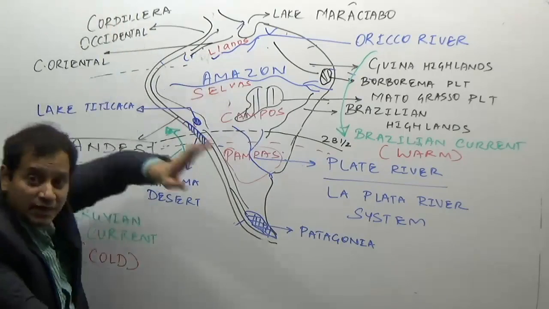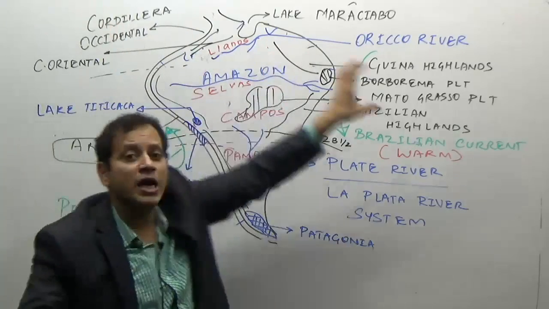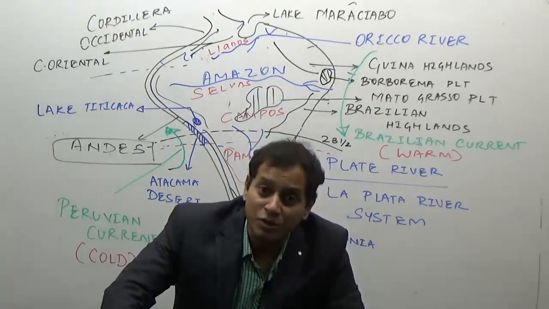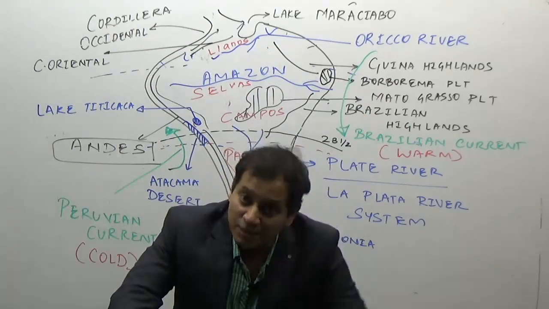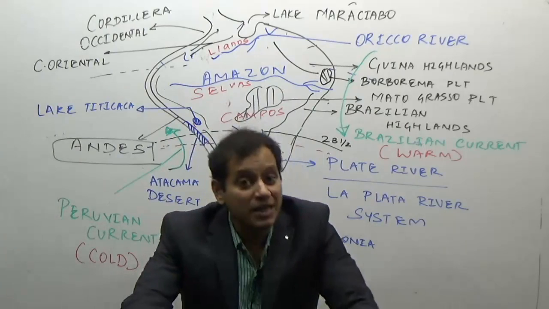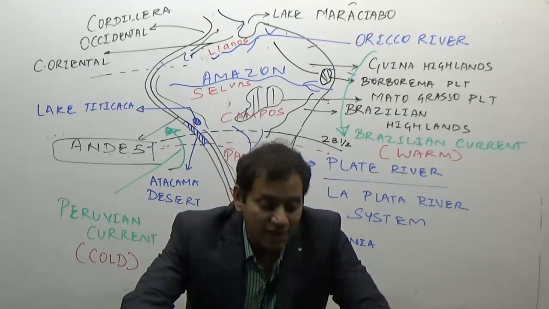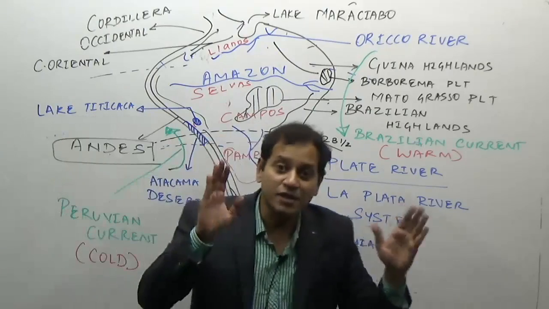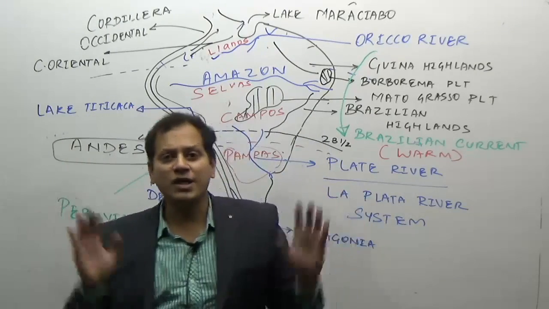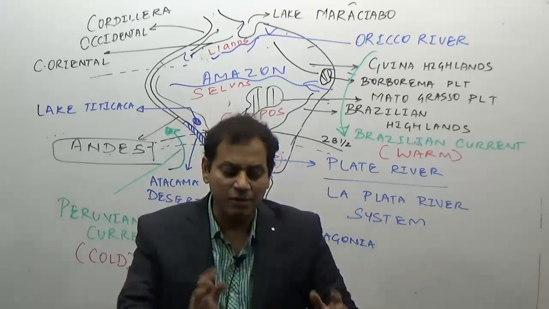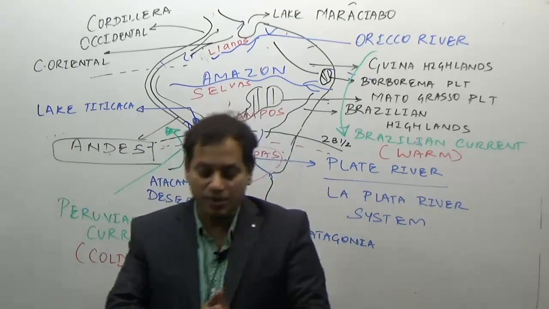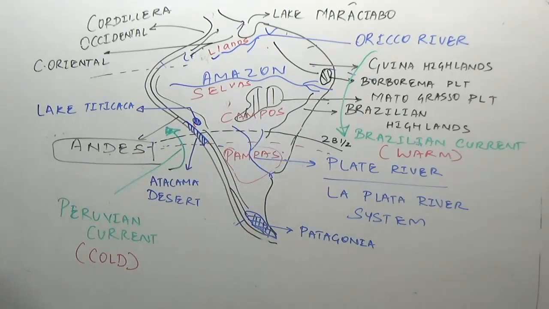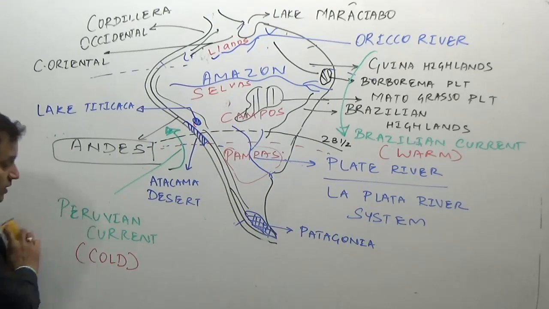Then we have the highlands, of which the Guyana highlands has been a past year question paper. We have the Mato Grosso plateau, again important, and it has been a past year question. We have the Brazilian highlands, and after that, so this is the physical study of the physical features. We will study these physical features in detail and do only what I tell you in the lecture. That will be more than enough for your examination point of view. Now first coming to the major physical feature, that is the Andes mountain system.